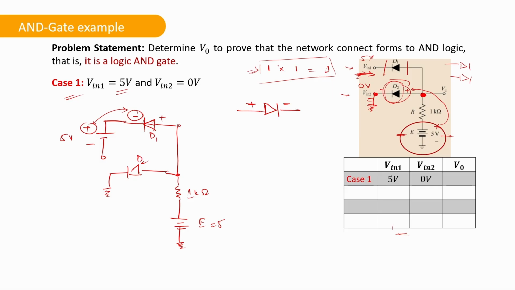Okay. So we know that when a diode is in forward bias condition, the voltage drop across it is 0.7 volt. So in this case, we drop across this second diode, which is 0.7 volts. That is also equal to V naught. We can see that, right? So this will be 0.7 volts, or you can approximate it to 0 volts.